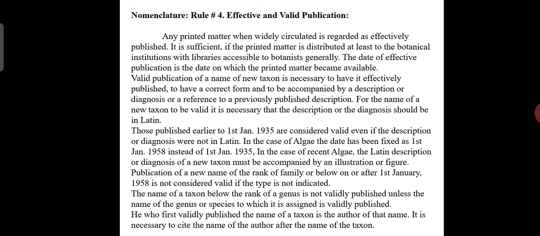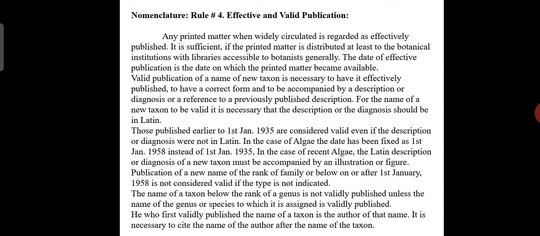So the next, the fourth rule, is effective and valid publication. It is also an important rule here. Any printed matter, when widely circulated, is regarded as effectively published. It is sufficient if the printed matter is distributed at least to botanical institutions with libraries accessible to botanists generally. So the date of effective publication is the date on which the printed matter becomes available.